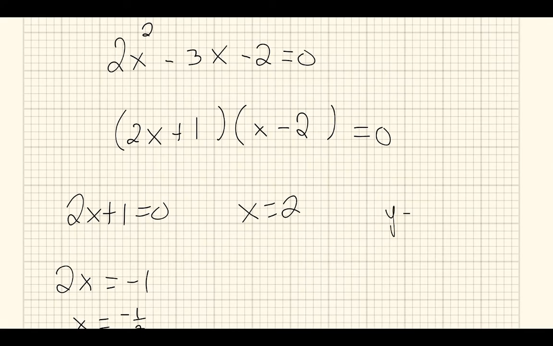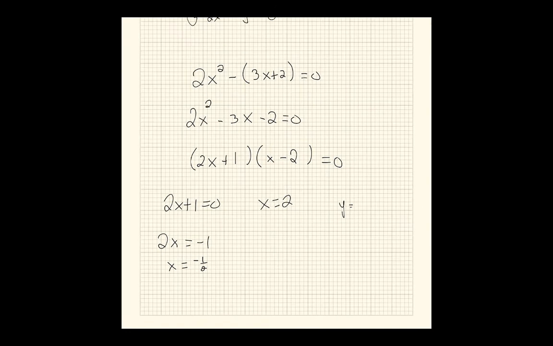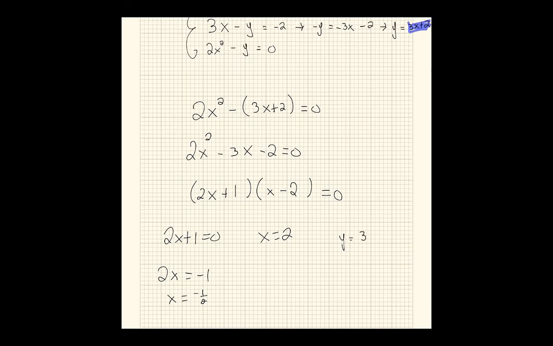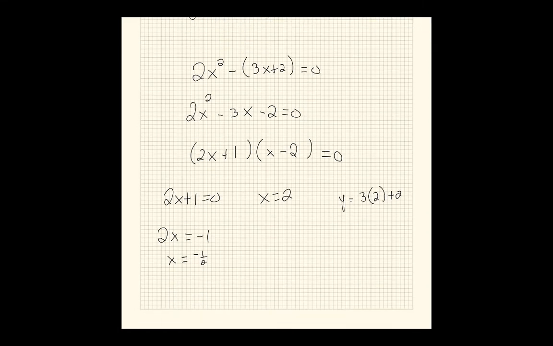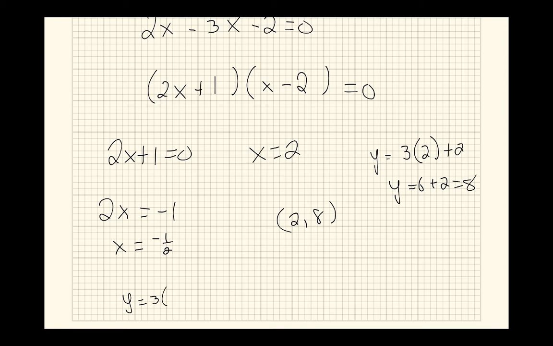So I have y equals, if we're plugging in 2, 3 times 2 plus 2. In case you're wondering, I'm using this equation here because y is already solved. So y equals 6 plus 2, which is 8. So my first solution is at (2, 8). Then let's plug in the negative 1/2. y equals 3 times negative 1/2 plus 2.